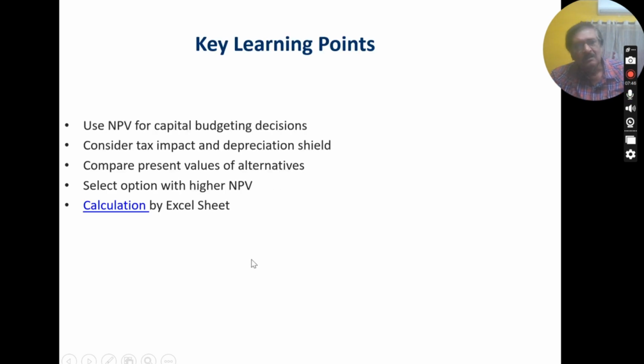Okay. Now, what are the key learnings? Use NPV for capital budgeting decisions. Consider tax impact and depreciation shield. These are the key points. Compare present values of alternatives. Select the option with the higher NPV. All these are the key points. Now I am going to show you the calculation sheet.